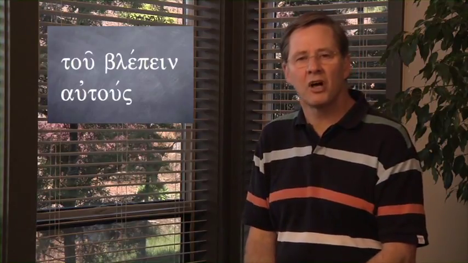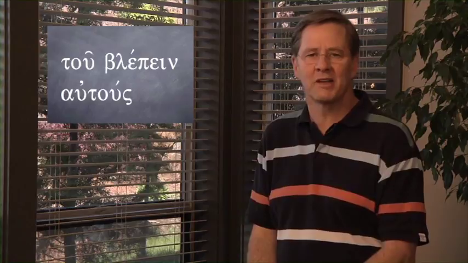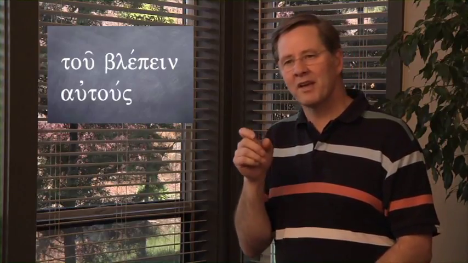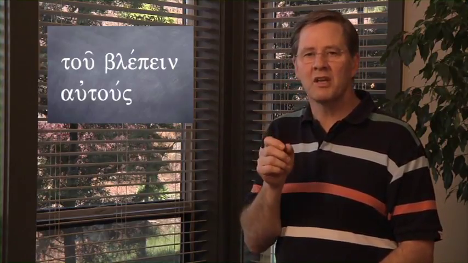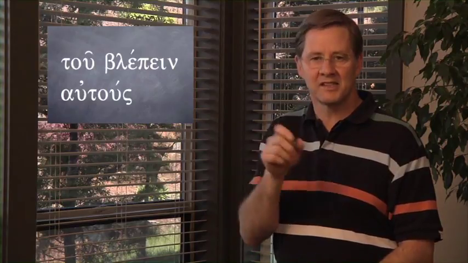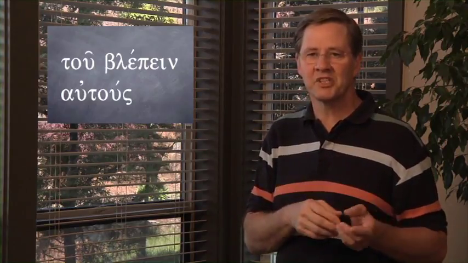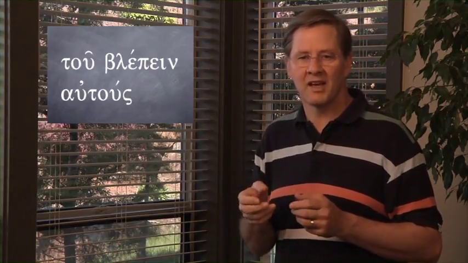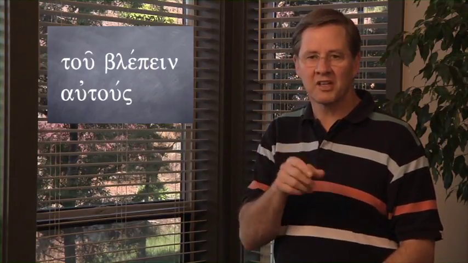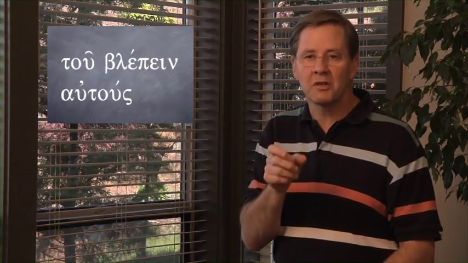In other words, if you saw tou blepein autous, make it plural, tou blepein autous, this would mean in order that they see. Okay, so you don't have to have the preposition in order to get the in order that idea. So you have an articular infinitive, but the article is going to be in the genitive, all right? The third way to indicate purpose is simply the infinitive all by itself.